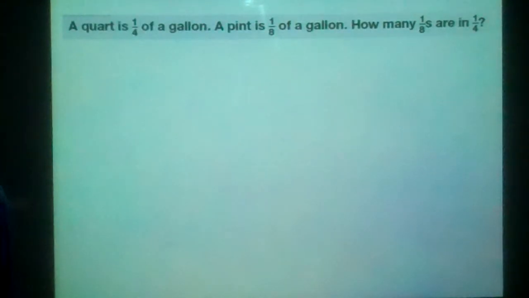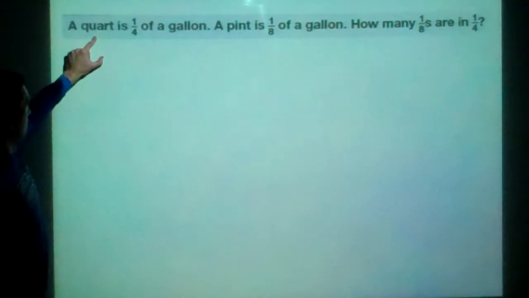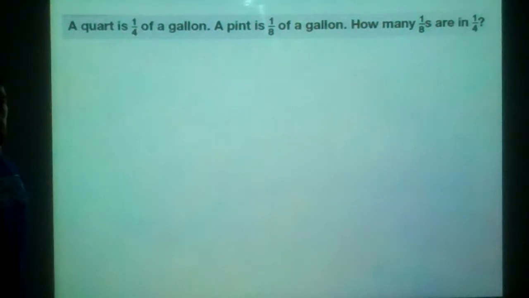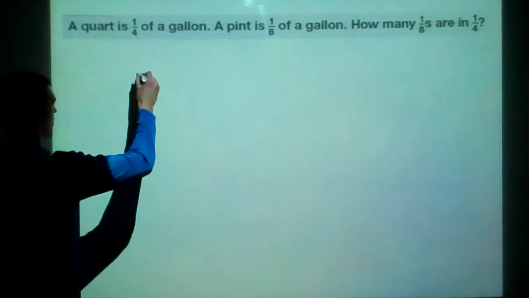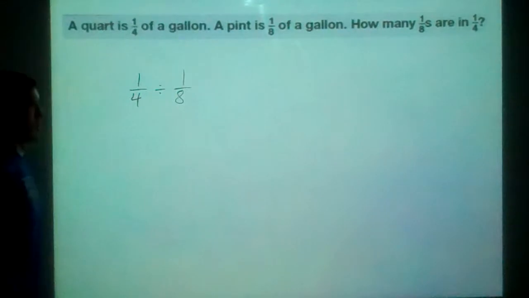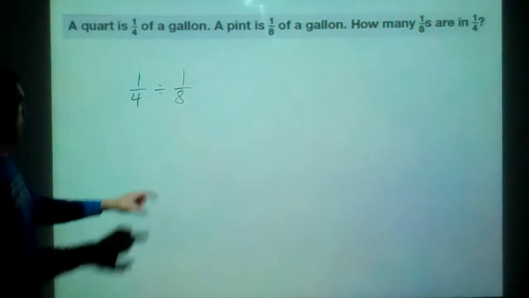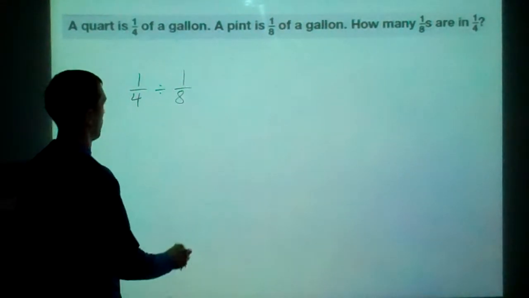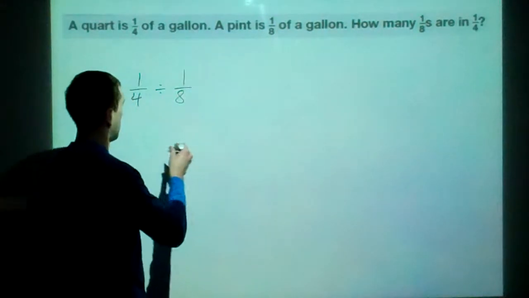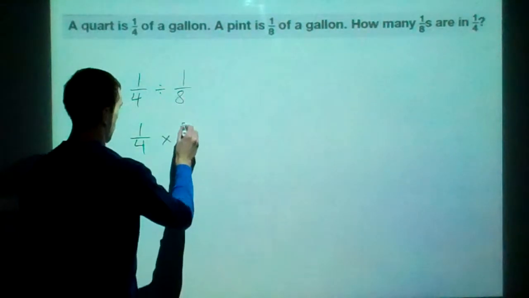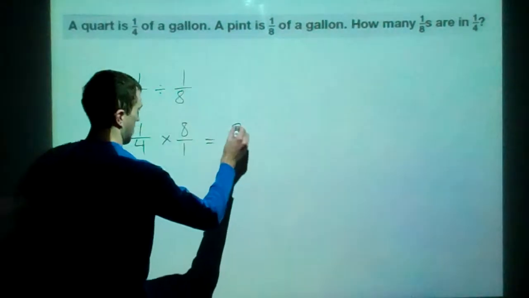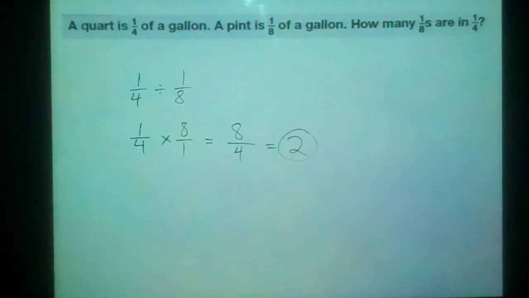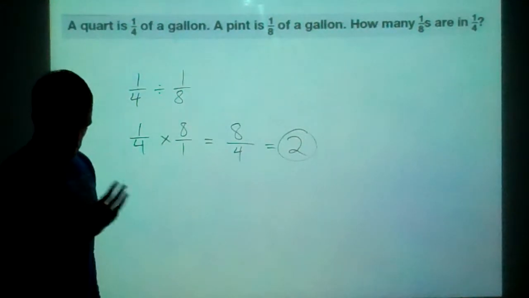Alright, so if we look at this example real quick, it says 1 quart is 1/4 of a gallon. A pint is 1/8 of a gallon. So how many 1/8 are in 1/4? So that's 1/4 divided by 1/8. So how many 1/8 go into 1/4? We're going to turn this into the reciprocal here. So this is actually 1/4 times 8 over 1. And if we do that, we get 1 times 8, 4 times 1. 8 over 4 is 2. So it looks like there are 2 1/8 in 1/4. Alright? So that's how we go about that problem.